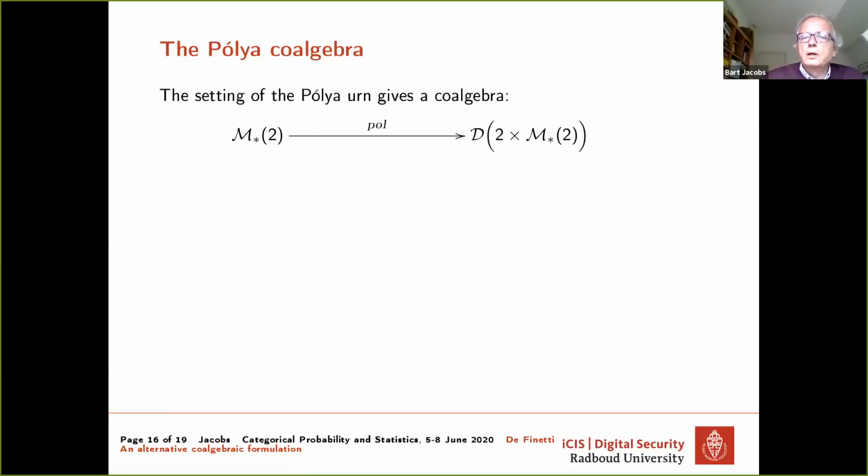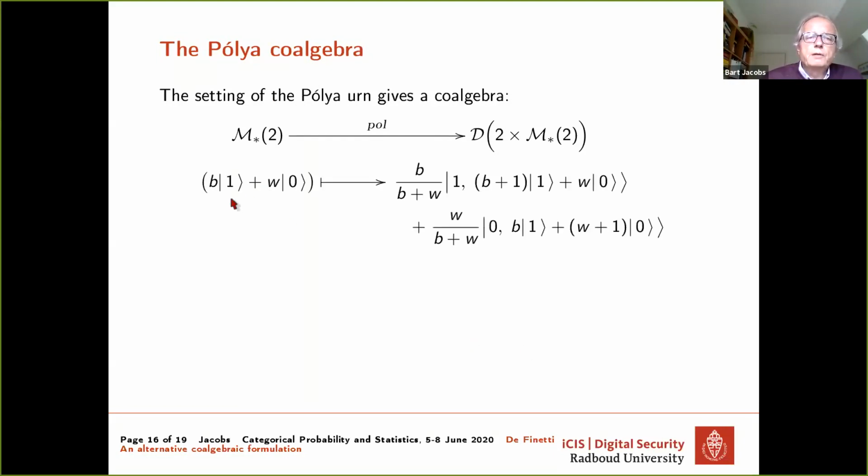Interestingly, the Polya setting can be described as such a coalgebra. Now, how does it work? Well, again, I start from a multiset with B black balls and W white balls. And I have to give a distribution over 2 times, again, a multiset. So here, this first component gives the element I draw, which can be a 1 or a 0. If I draw a 1, that is done with probability B divided by the total number of balls, B divided by B plus W. And here it's W divided by B plus W.